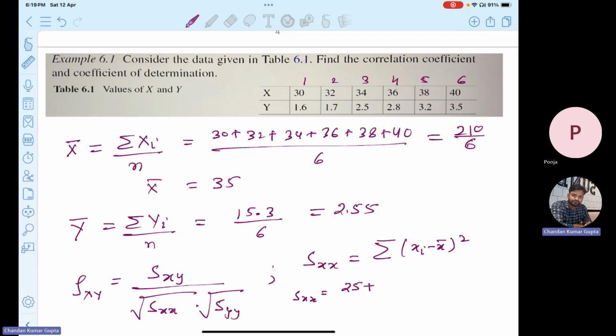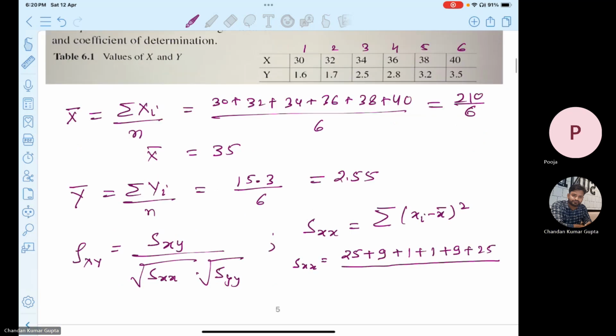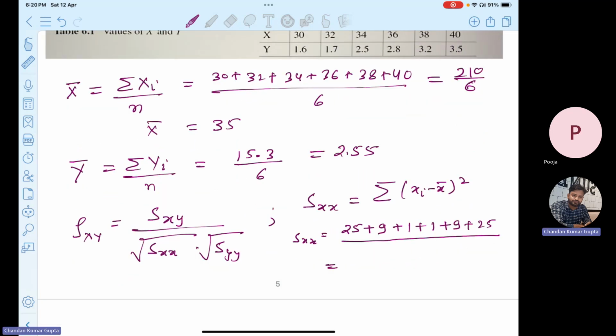Okay, 25 plus 32, that means 32 minus 35 is -3, 3 square is 9, plus 34, so 1 square is 1. Then 36, again 1 square is 1. Then 38 minus 35 is 3, 3 square is 9. And then 40 minus 35 is 5, 5 square is 25. After summation, it's 70 actually. So the Sxx value is 70.